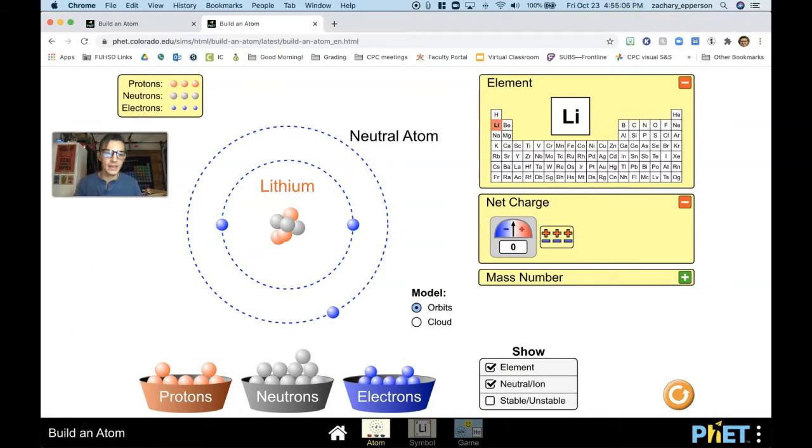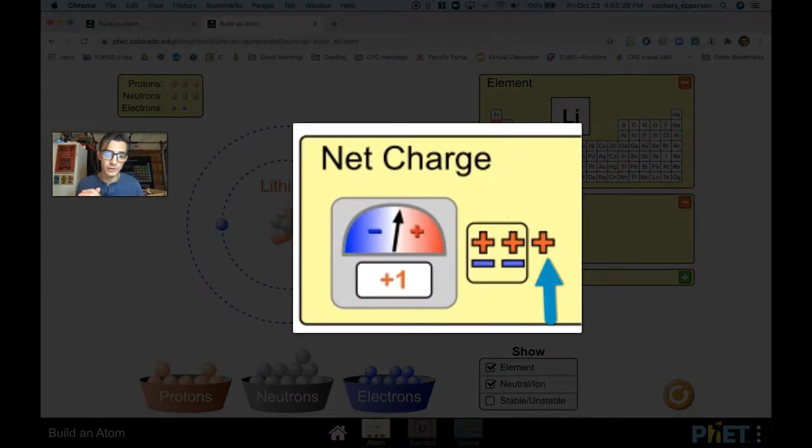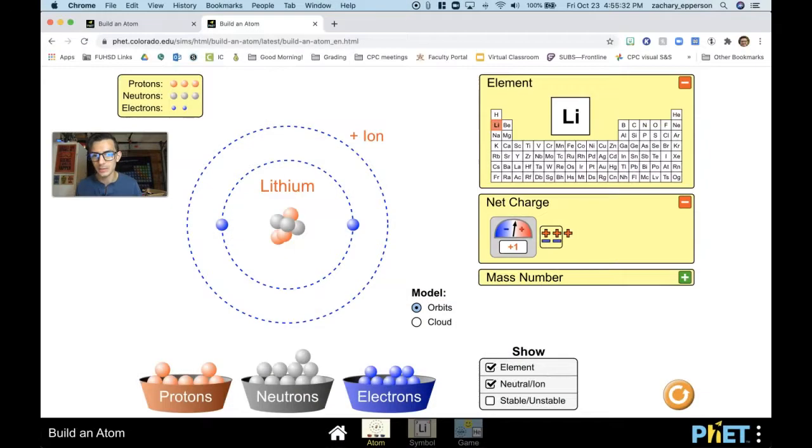So in the PhET we had this little net charge thing over here in the corner, the little gauge that goes up and down in red and blue. The red being the positive charge, the blue being the negative charge coming from the electrons. So if I take one electron away, I am left over with a little bit more positive charge. And this element of lithium is going to be overall, if you balance it out, more positively charged than it is negatively charged. So in this case, we would create a positive ion.